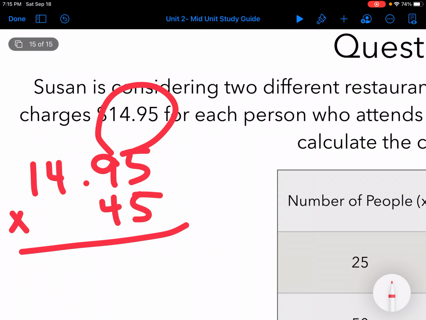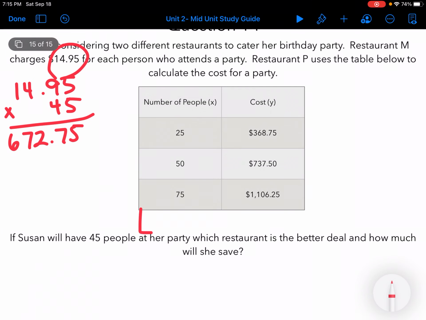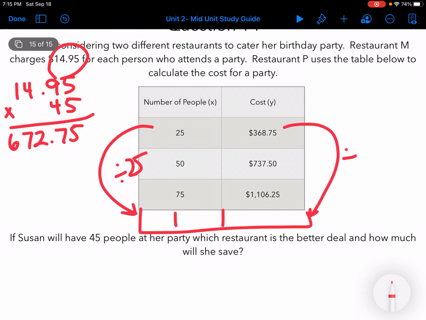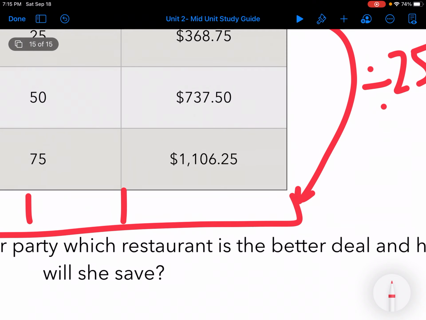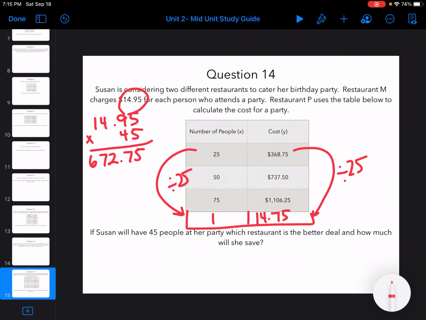So $14.95 times 45 people, and I get $672.75. For the second one, I'm going to have to add a row, figure out how much it is for one person. So divide by 25, divide by 25. So $368.75 divided by 25, I get $14.75. So I know that restaurant P is cheaper. Now I have to figure out how much cheaper.